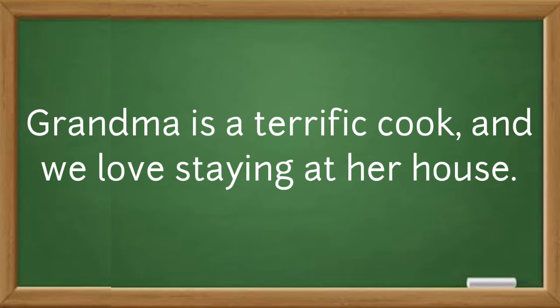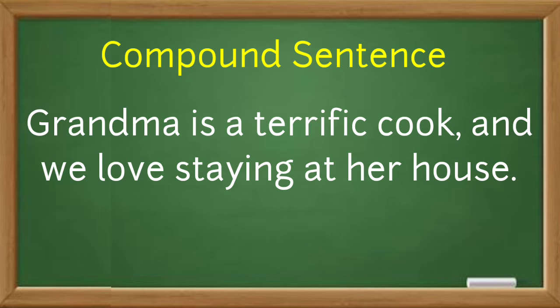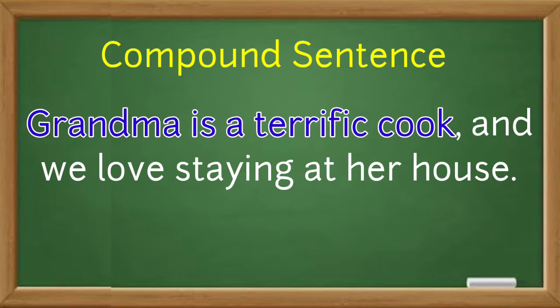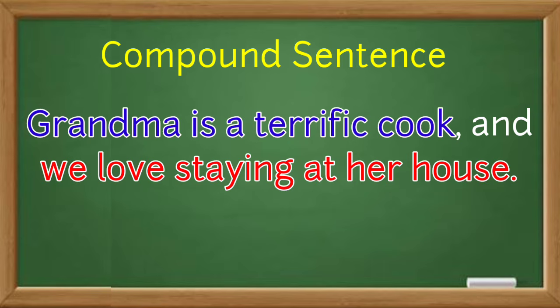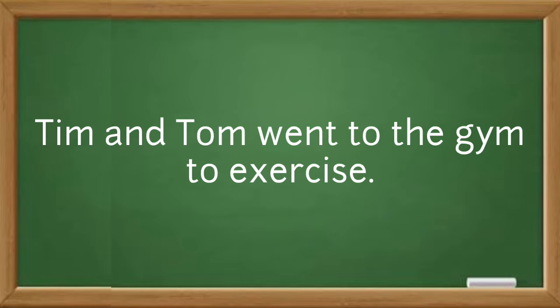Is this a compound sentence or not? It is a compound sentence. Why? Because it has two independent clauses or simple sentences, such as Grandma is a terrific cook. Then, we love staying at her house. And the coordinating conjunction used is and. Okay? Number 2. Tim and Tom went to the gym to exercise. Is this a compound sentence or not?